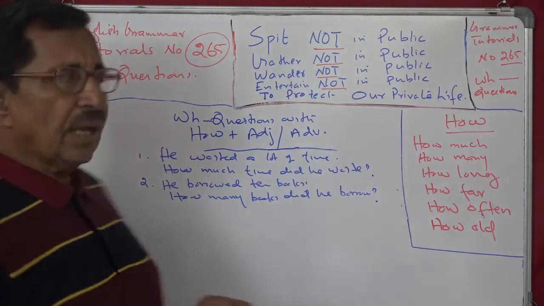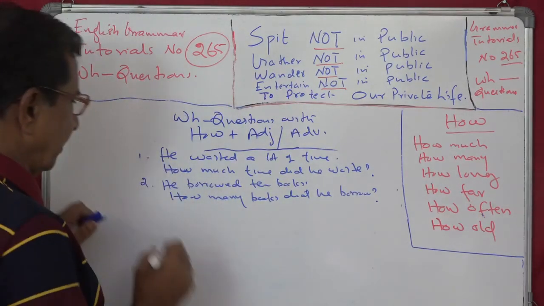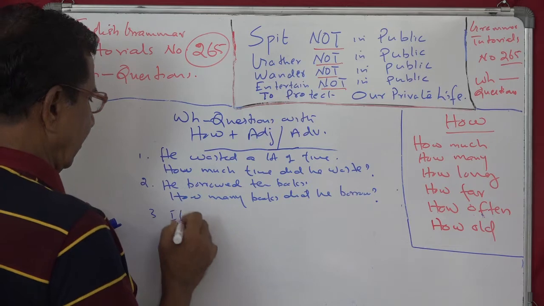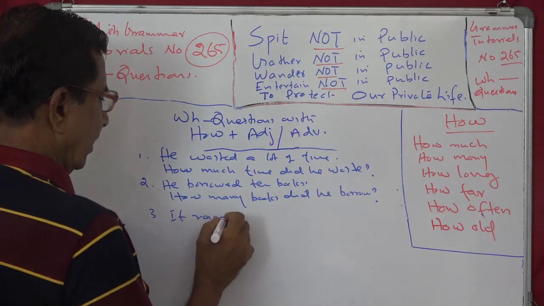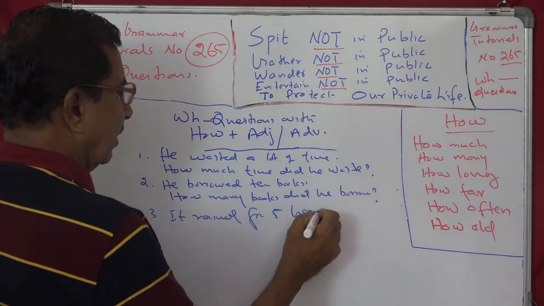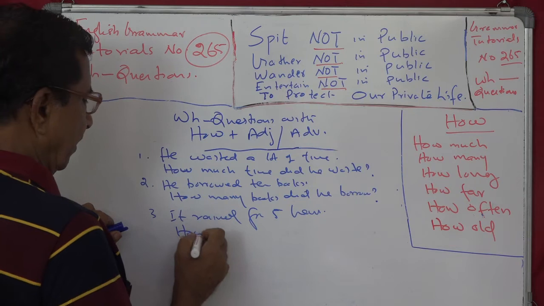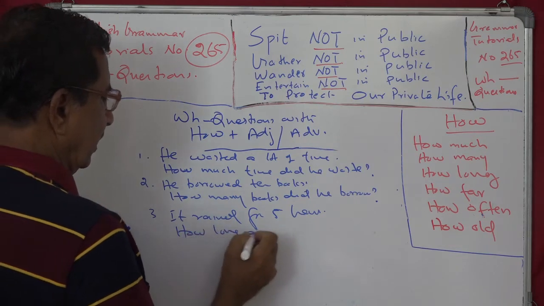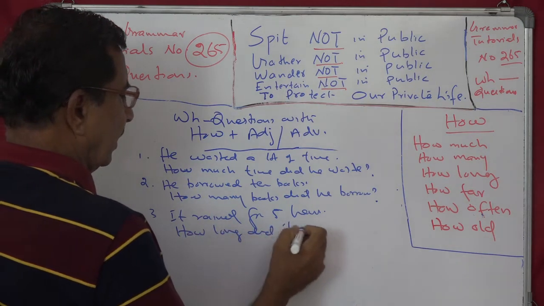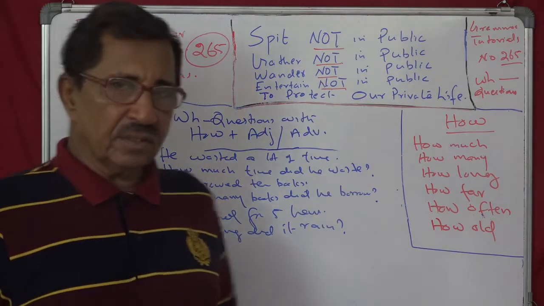Next is how long. It rained for 5 hours. So you can say, how long did it rain? That is, you can say duration.